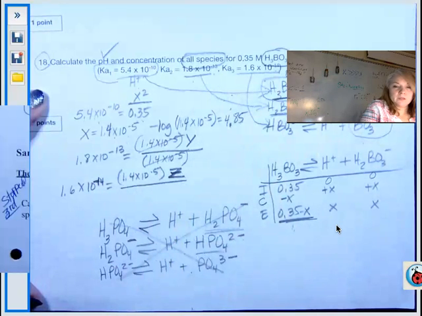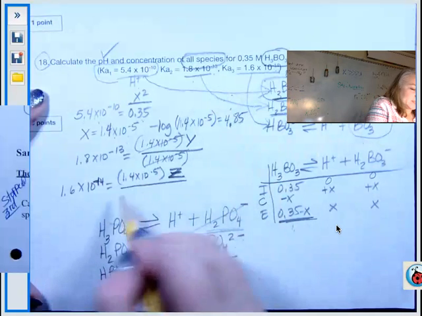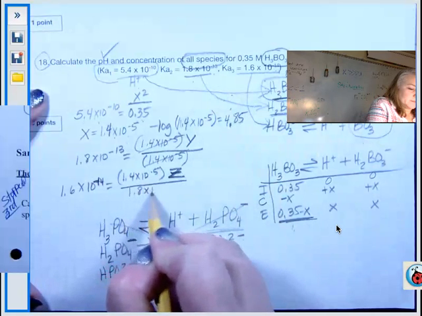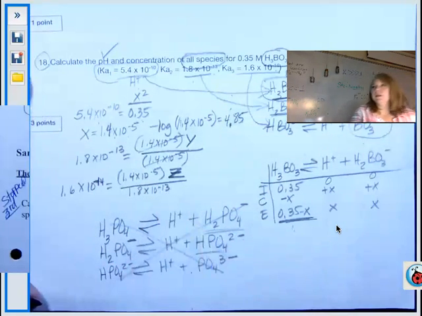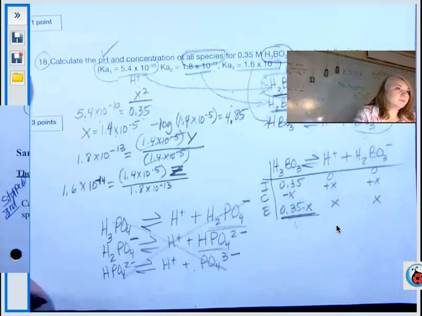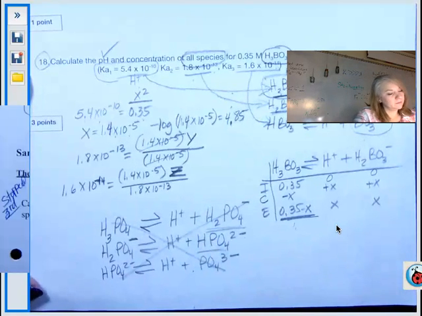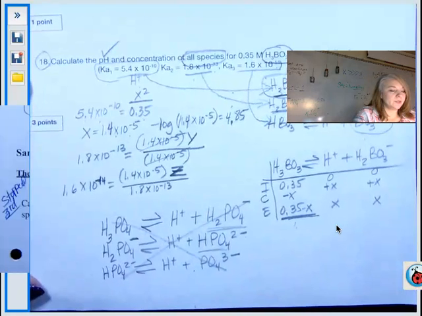Over 1.8 times 10 to the negative 13th. There you go, good. Now you guys are solving for Z.